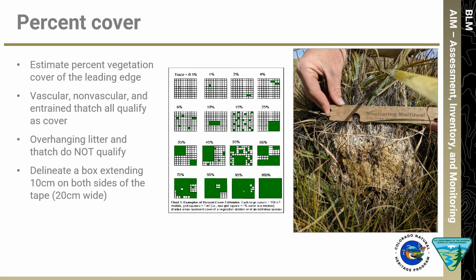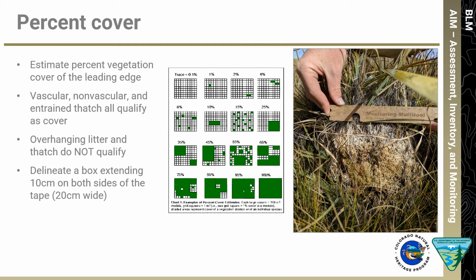Finally, estimate the percent vegetation cover of the leading edge of the hummock. All vascular, non-vascular, and entrained thatch should be considered cover. Any loose litter, overhanging thatch, leaves, or overhanging vegetation does not count as cover and should be pushed back from the face of the hummock while determining cover.